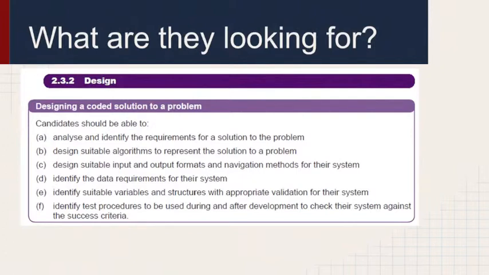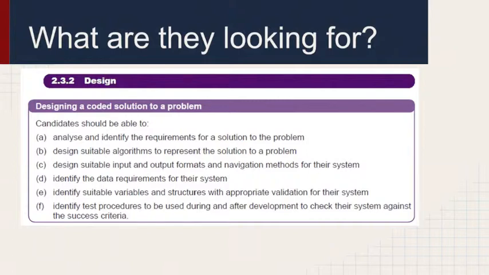That means it needs to be usable to the user. Identify the data requirements of the system, which means you need to look at the variables that you'll be using and you need to say what they will be doing. Identify suitable variables and structures with an appropriate validation for their system. Variables, we've already talked about, that's part of data requirements. Structures, so where you're using a list, why you're using a list, or if you're using a dictionary, why you're using a dictionary. Appropriate validation for their system.